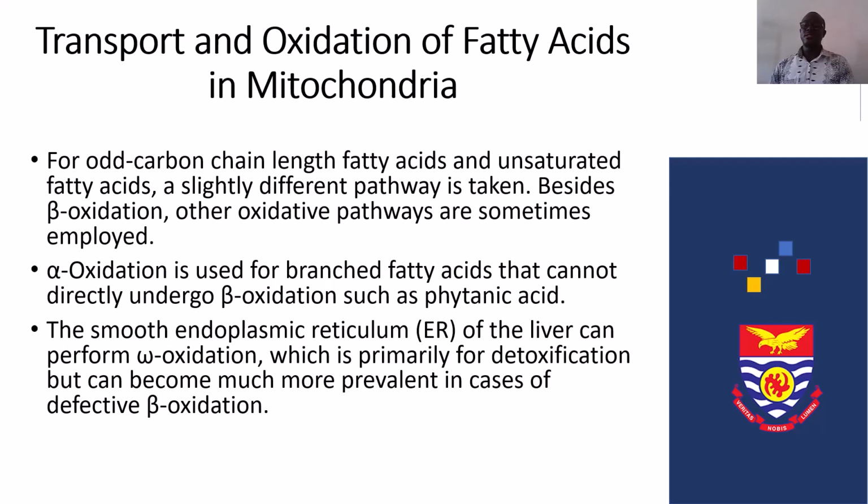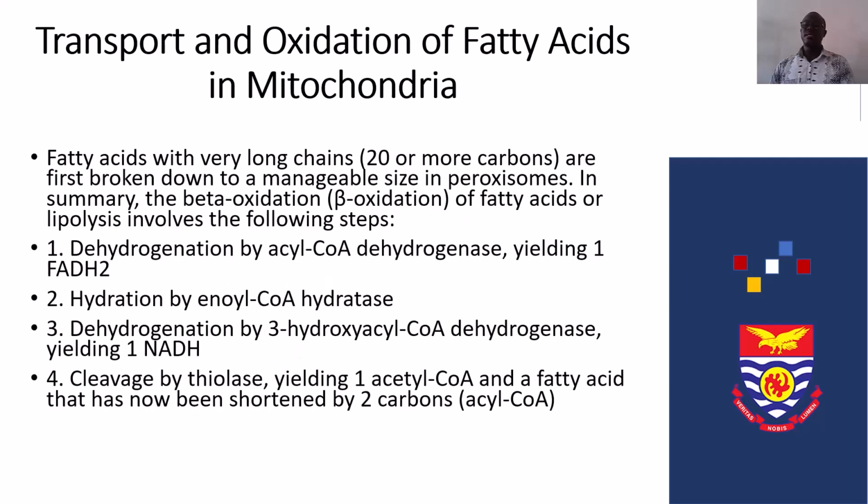Besides beta oxidation, other oxidative pathways are sometimes employed. Alpha oxidation is used for branched fatty acids that cannot directly undergo beta oxidation, such as phytanic acid. The smooth endoplasmic reticulum of the liver can perform omega oxidation, which is primarily for detoxification, but can become much more prevalent in cases of defective beta oxidation. Fatty acids with very long chains, 20 or more, are first broken down to a manageable size in peroxisomes.